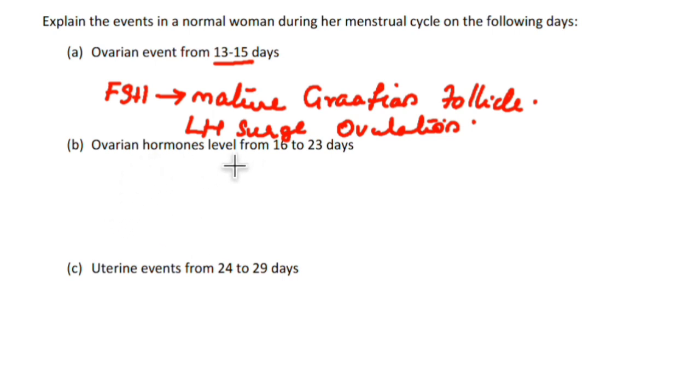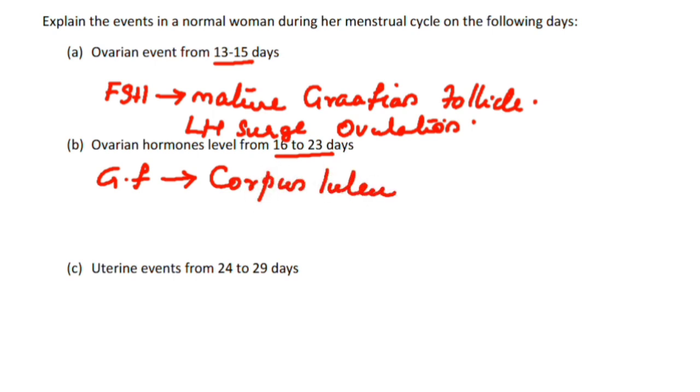Now, ovarian hormone levels from 16 to 23. 16 to 23 means after the ovulation, you know that the remnants of the Graafian follicle will become corpus luteum in the presence of LH, and this corpus luteum will be secreting progesterone. So progesterone will be high at this level, which will maintain the endometrium till the next cycle.